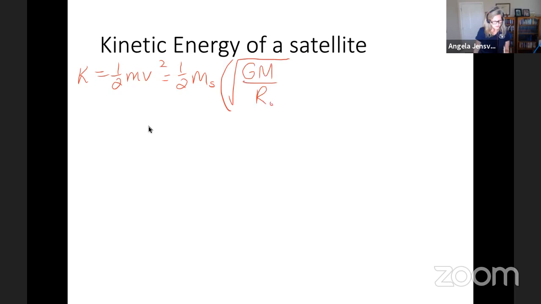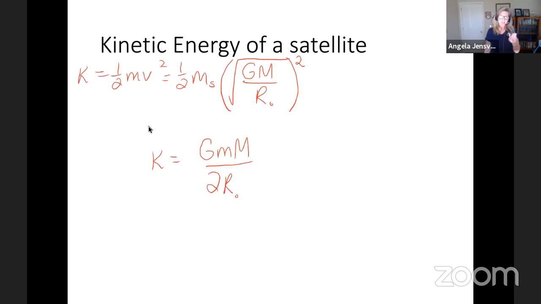That's the orbital radius. And the capital M is the mass of the object that's being orbited. Oh, I forgot to square. If you square that, you get GMm over r, orbital radius, over 2. There you go. So this is the equation for the kinetic energy of an object that's in orbit.